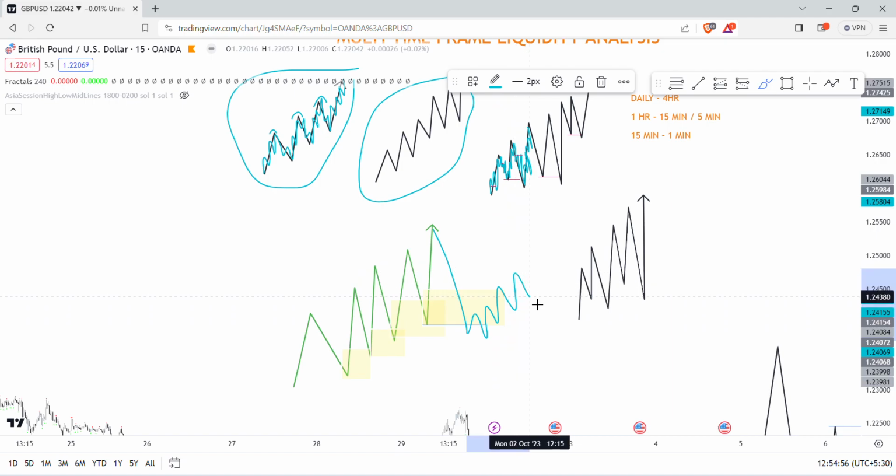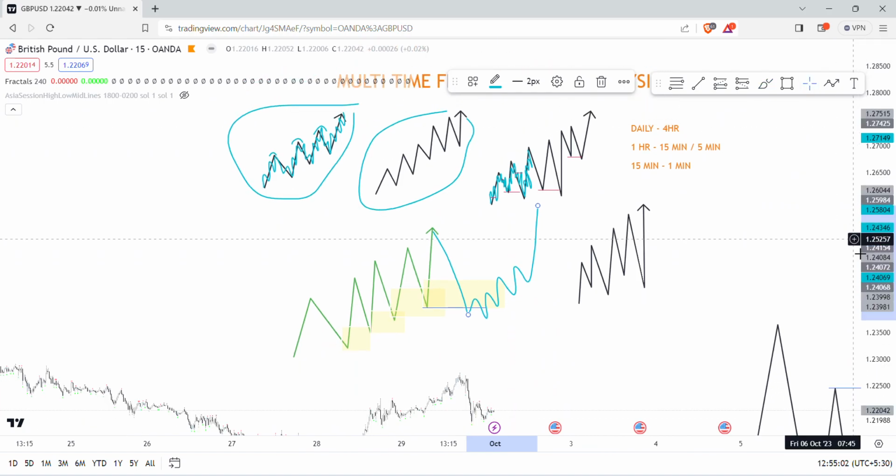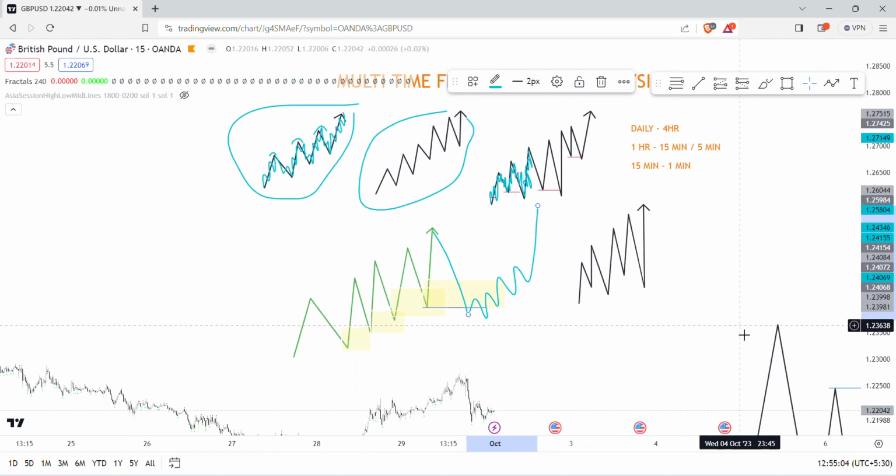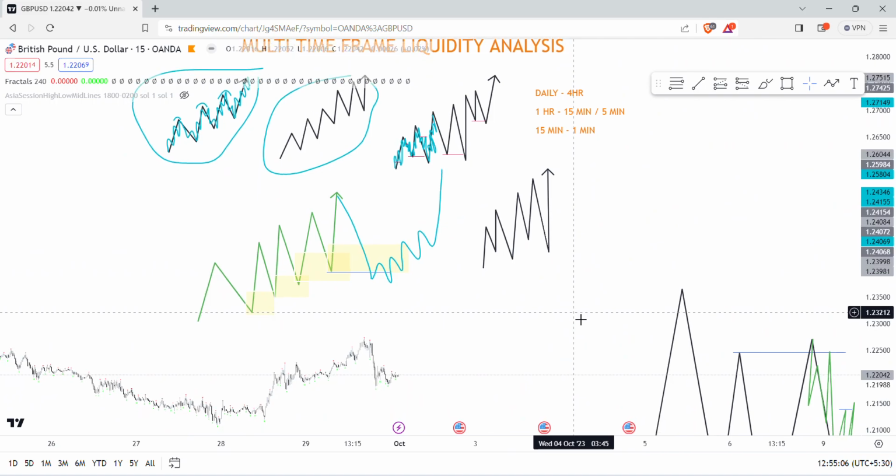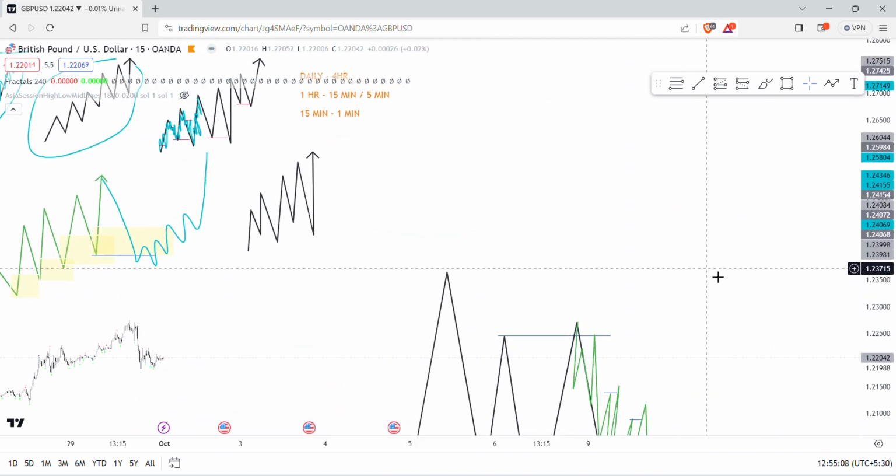So this is why stop hunts are common in the marketplace. This is the main reason. I hope you understand the main reason behind stop hunts. This type of knowledge you can't find anywhere on the internet.